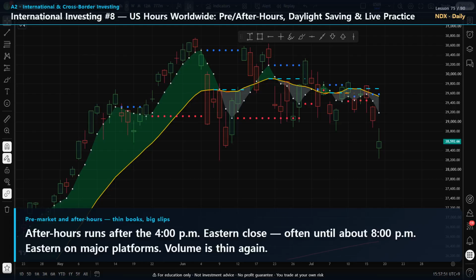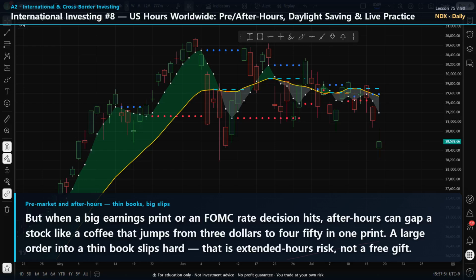After hours runs after the 4 p.m. Eastern close, often until about 8 p.m. Eastern on major platforms. Volume is thin again. But when a big earnings print or an FOMC rate decision hits, after hours can gap a stock like a coffee that jumps from $3 to $4.50 in one print. A large order into a thin book slips hard. That is extended hours risk, not a free gift.